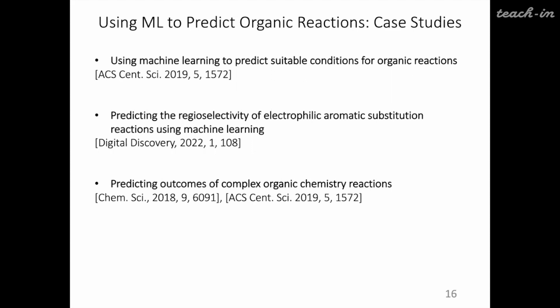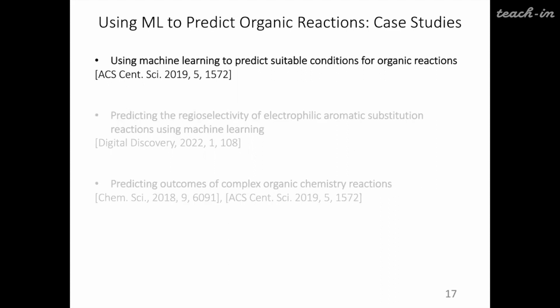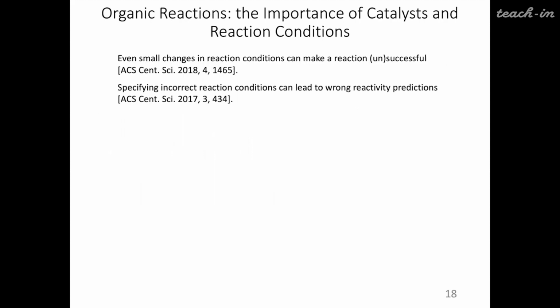So the first study is on using machine learning to predict suitable reaction conditions. And this task is, in fact, of paramount importance, because even small changes in reaction conditions can make a reaction unsuccessful, in the sense that we can get zero or a really low yield, or we can get a non-stereospecific reaction. And also, if we consider machine learning tasks, specifying incorrect reaction conditions can lead to wrong reactivity predictions.